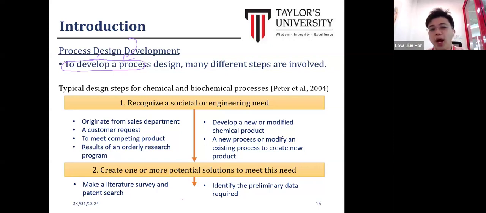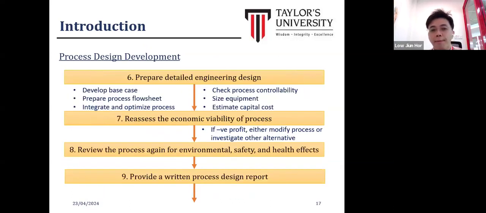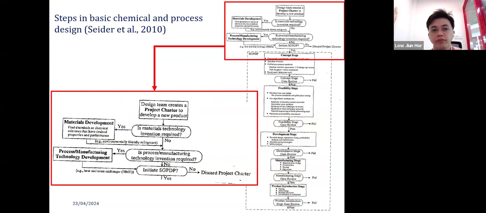Okay, the first one is the process design development that proposed by Mr. Peter, okay, in 2004. And the second guideline or framework of process design development that proposed by the Shidou in 2010 is also one of the common guideline and framework that we normally refer to in order to design a chemical plant.